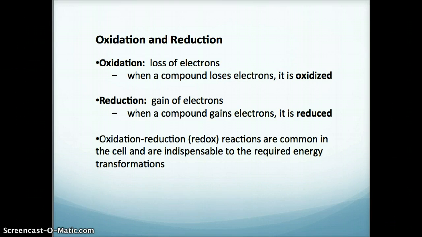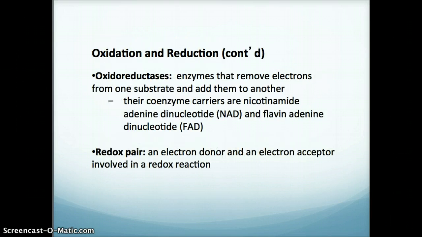So it's a way for the cell to break down bonds, but then carry the energy released from breaking bonds over to where that energy is needed. We have these enzymes called oxidoreductases. These are enzymes that will remove electrons from one substrate and add them to another. Often what we see in the cell are two. One is called NAD, the other is FAD, or nicotinamide adenine dinucleotide or flavin adenine dinucleotide. These are two that are very good at being able to accept electrons and then give them up. So they're kind of a shuttle.